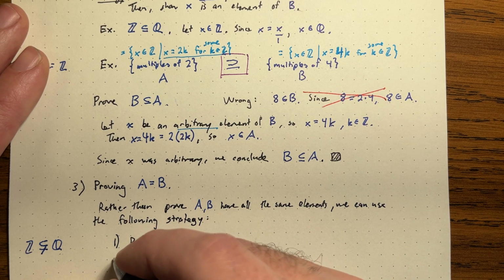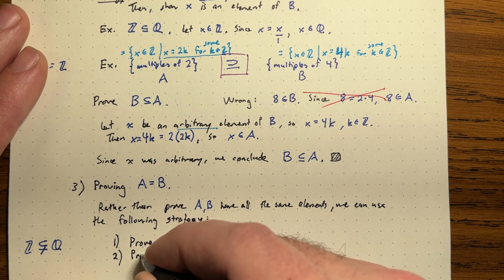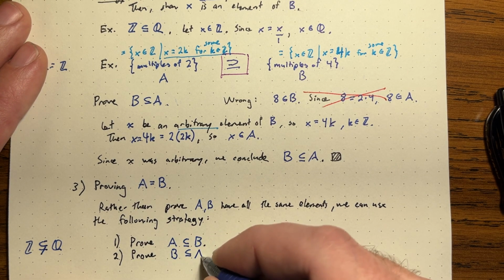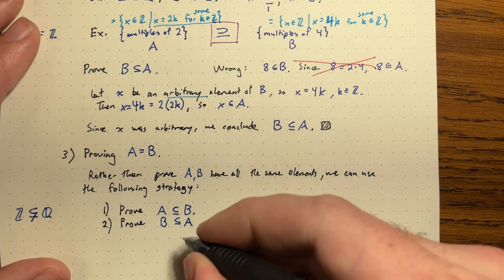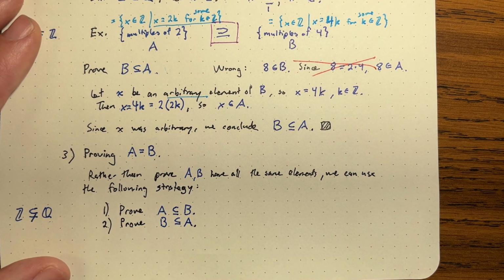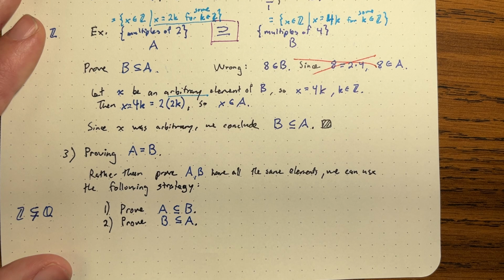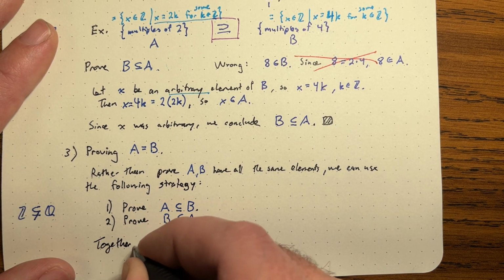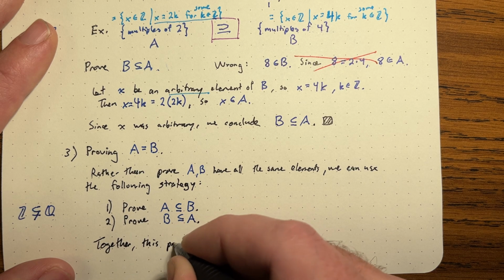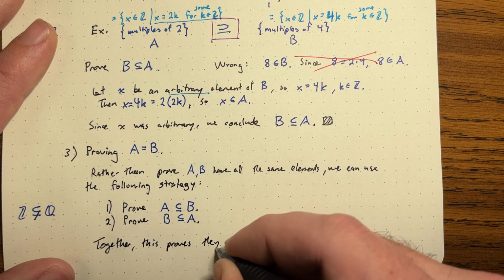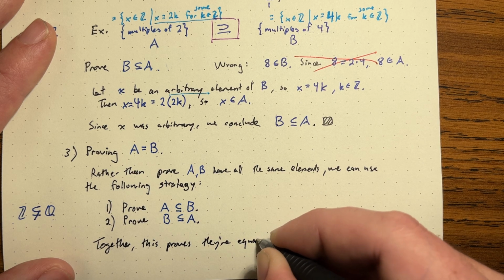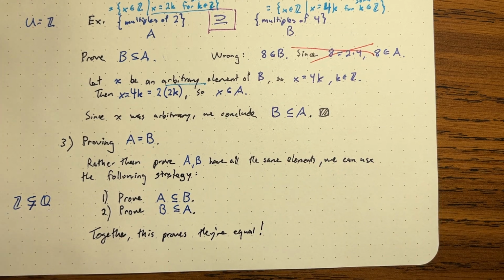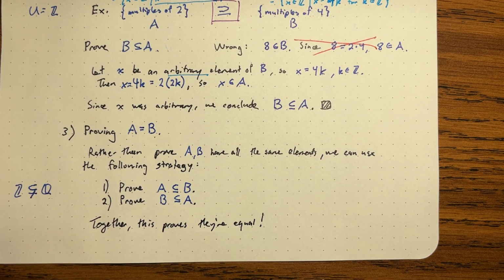Okay. The second step is you prove the exact opposite. Well, not really the opposite, but you prove that B is a subset of A. You swap these. You prove this side is contained in that side. And when you think about it, together this proves they're equal, because if they weren't equal, then one of them wouldn't contain the other. So it's kind of a roundabout way of proving two sets are equal.